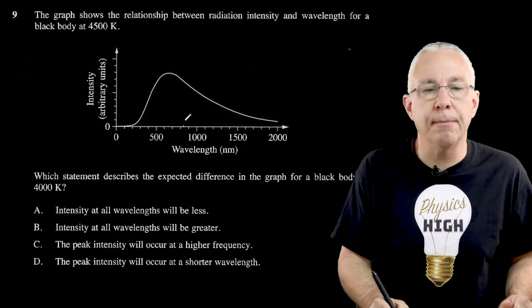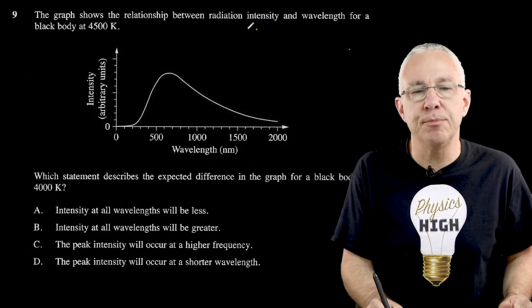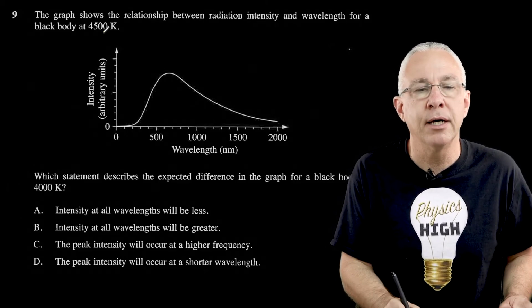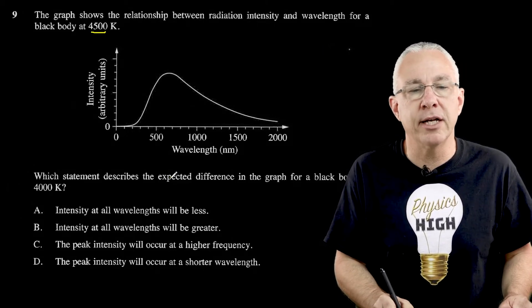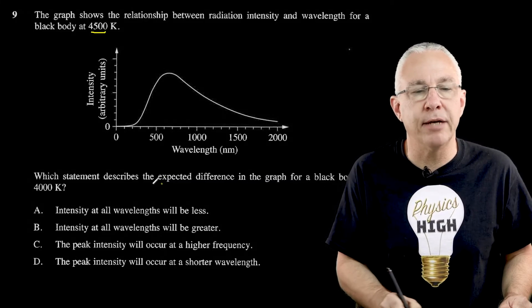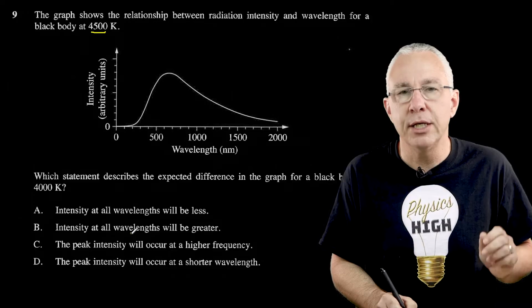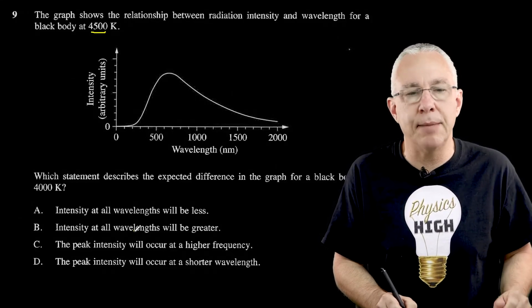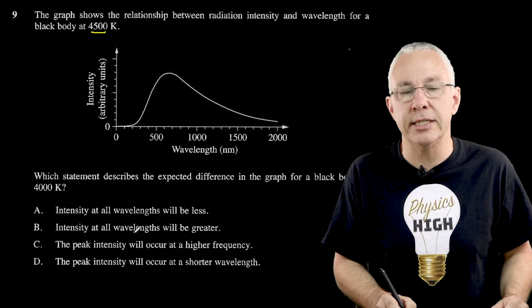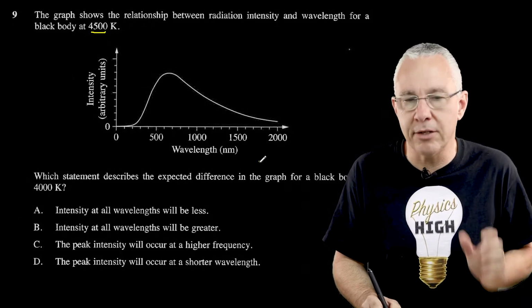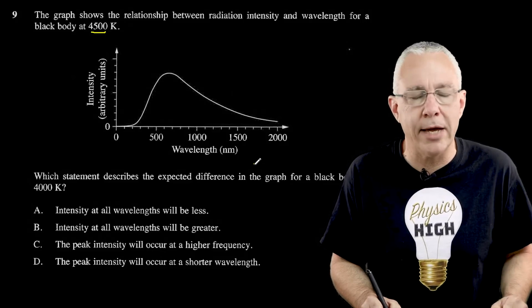Question number 9. The graph shows the relationship between the radiation intensity and the wavelength for a black body curve at 4,500 Kelvin. What statement describes the expected difference in the graph for a black body at 4,000 Kelvin? First of all, you should know that if we have a lower temperature, two things happen. The overall intensity decreases, and the intensity being the area underneath the graph, the second graph we draw must have a smaller area.